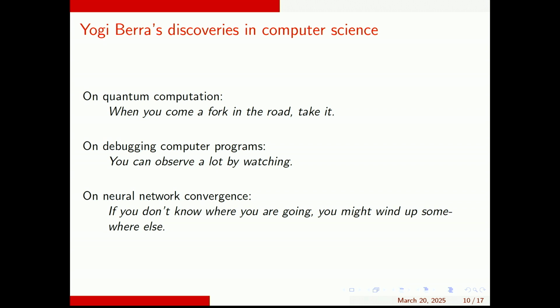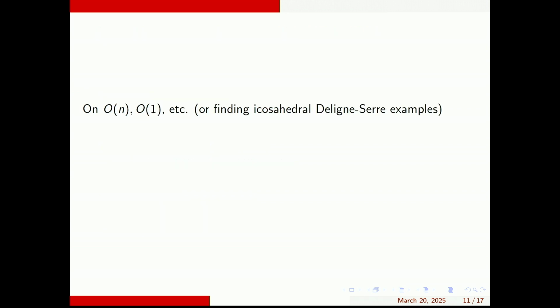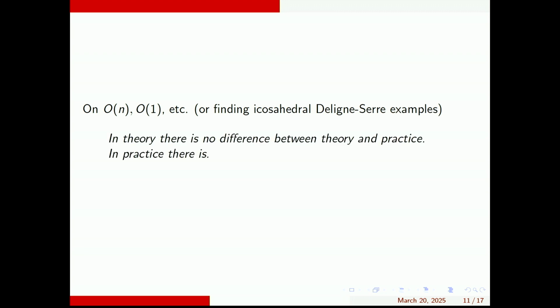But the one that is most relevant to me was ascribed by computer science to the problem of what big O of n and big O of 1 really mean. And actually, I think of this as applying to finding icosahedral Deligne-Serre examples, by which I mean finding the modular form and not just the representation. In theory, there's no difference between theory and practice. In practice, there is.